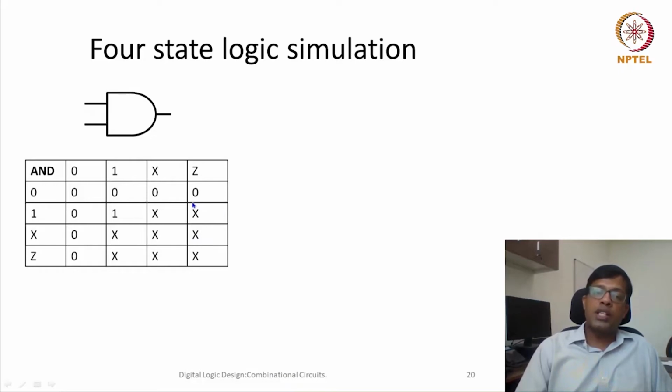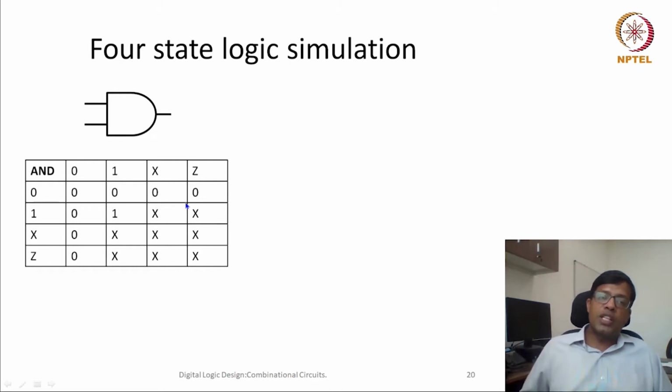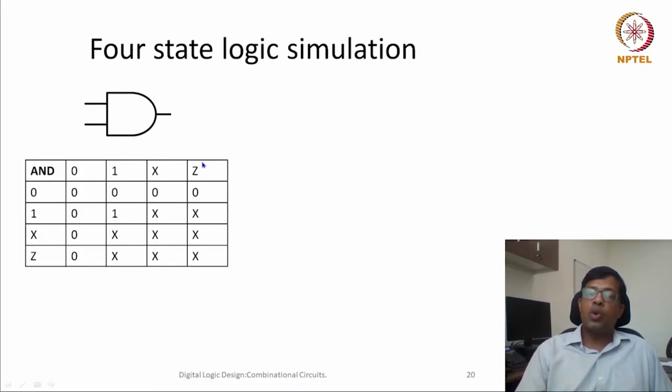So you can see that even with this four-valued logic we can create this kind of truth table, and we can know what the output would be. You see that if one of the inputs is either x or z, then there is a good probability that the output would also be unknown. Which means my circuit functionality has gone bad. It may not work like the intended circuit.